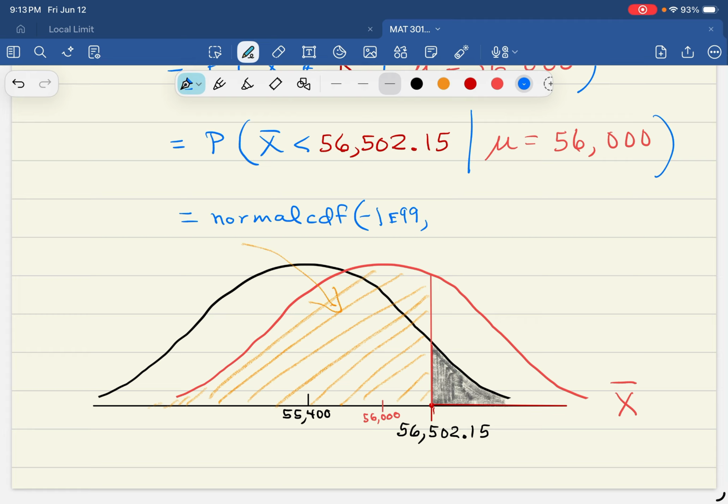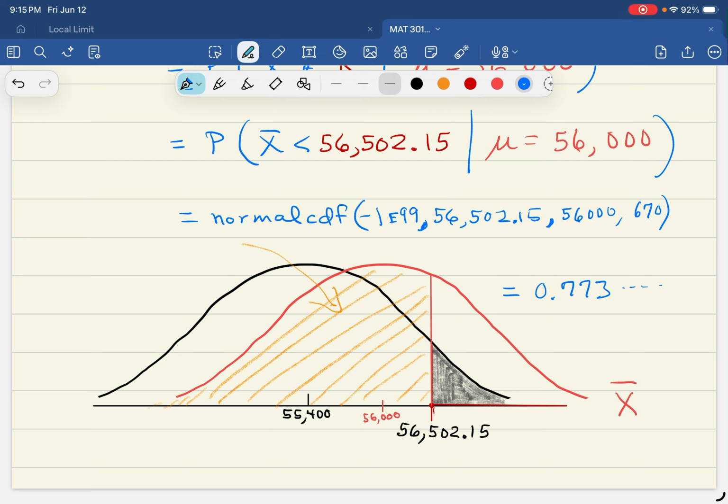So negative infinity in TI is essentially negative 1 E99. That's what most people, I believe, use. And then from negative infinity until 56,502.15. And let me just emphasize where those commas are. And then also, remember, we have to tell the calculator where the mean is, which is 56,000. And then also we have to enter the standard error, which, if you recall, was 670. And so in this case, we get 0.773 and some change. So that is the probability of making a type 2 error in this particular case.